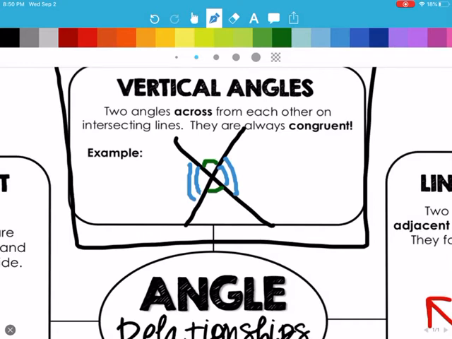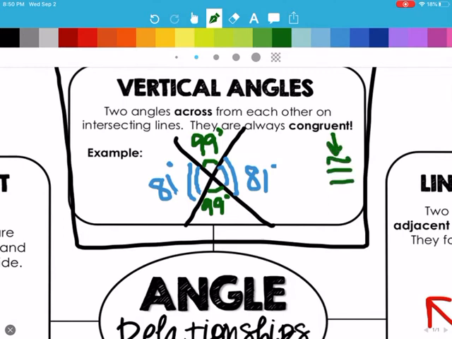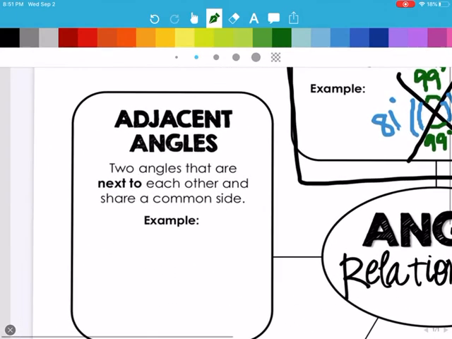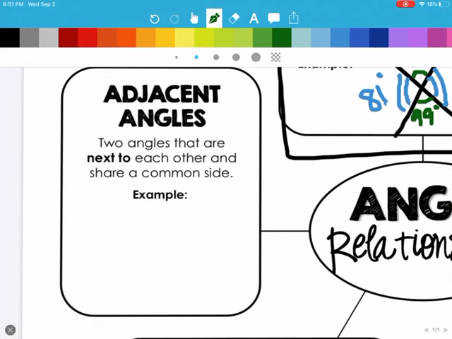So for the blues, if this angle here is 81 degrees and I said they're vertical, this angle over here is also 81 degrees. The top and bottom: if I say this top angle is 99 degrees, that bottom angle has to be 99 degrees. Congruent. We've got to remember that word congruent. And remember, when we say congruent, this is the symbol we're going to be seeing. So please do not forget that symbol. Pause if you need to. If not, we're going to adjacent angles.